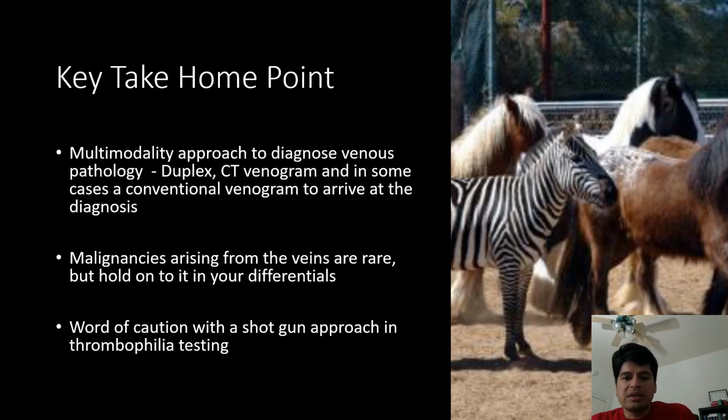A word of caution on shotgun approach in thrombophilia testing, partly because if this patient had factor V Leiden mutation, everyone would have resigned this as a thrombus and she would have been on rivaroxaban only till we actually diagnose the mets and everything. In fact, factor V Leiden mutation can be present in up to 5% of the population, and not everyone actually goes on to develop a venous thrombosis. So just be careful before you just do a shotgun thrombophilia testing, especially when you don't have a clear diagnosis.